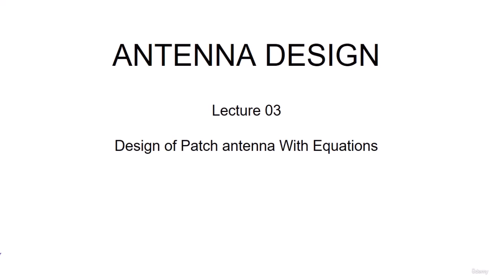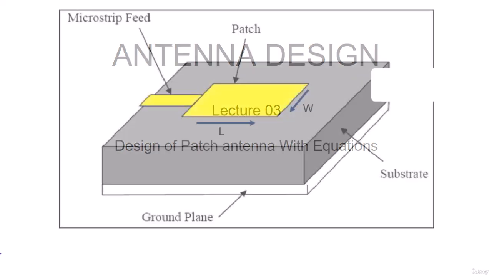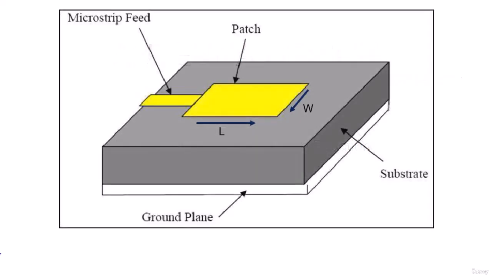While designing an antenna with equations, we must know the frequency. For example, if we are designing an antenna for 5 GHz, 10 GHz, 15 or 20 GHz, from that frequency we can calculate the dimension of the patch, that is, what the dimension of the patch should be for this desired frequency value. So let's go into the lecture.